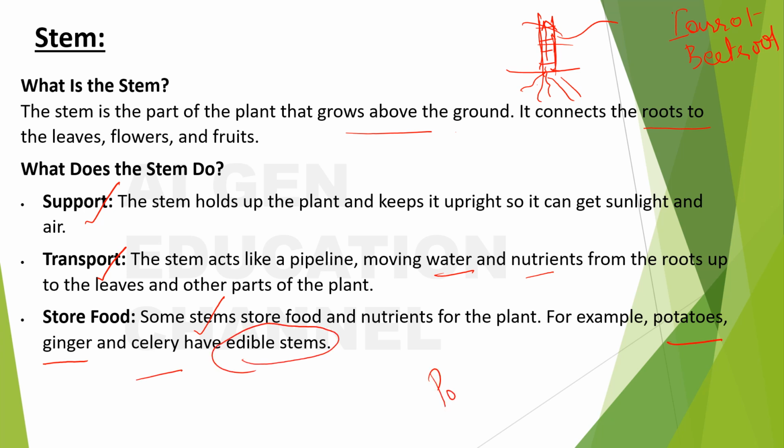Have you ever thought of potato to be a stem? Yes or no? So potato is a stem that we eat, and ginger is also a stem that we eat. Celery is also the same. What is the meaning of edible? Edible means eatable. You can eat it. Nice. I hope you got about the stem.